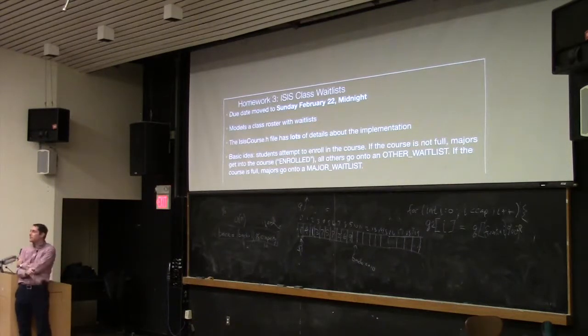Okay? And it models it in the sense that you have a class roster which you are allowed to go on to if you're a major. So no matter what, as long as the class capacity hasn't been met, if you're a major, you get to go on the class roster. If you're not a major, you go into a waitlist, what's called an other waitlist, which basically means that you're on a waitlist waiting to get into the actual class.